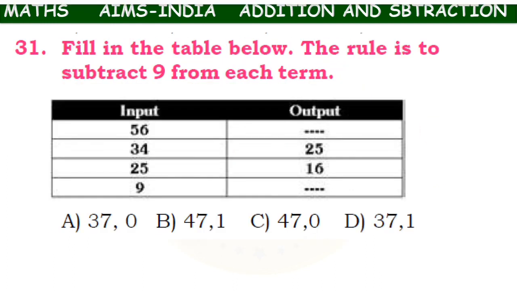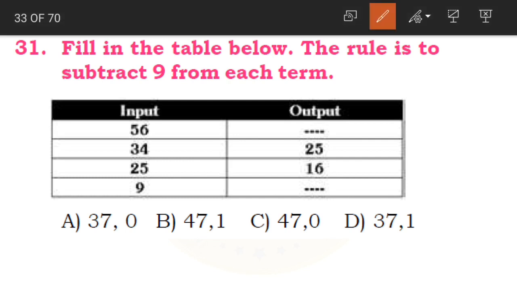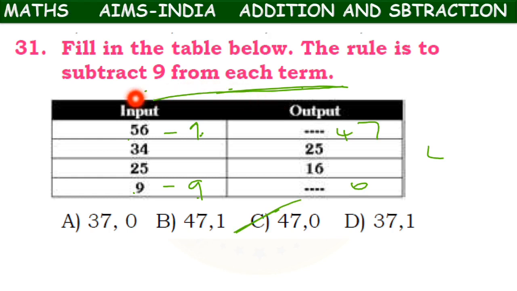Coming to question number 31. The rule, fill in the table. The rule is to subtract 9 from each item. What should we do? We should subtract 9 from each item. 56 minus 9 is how much? It is 47, and 9 minus 9 is 0. 47, 0. That is option number C. Simple, right? They have given us how to solve.